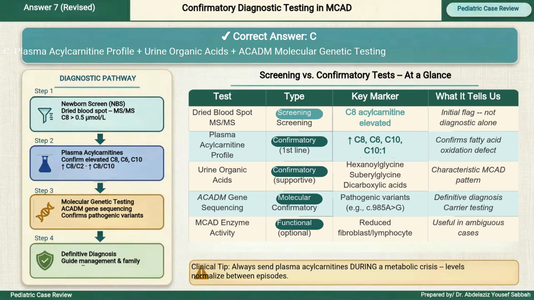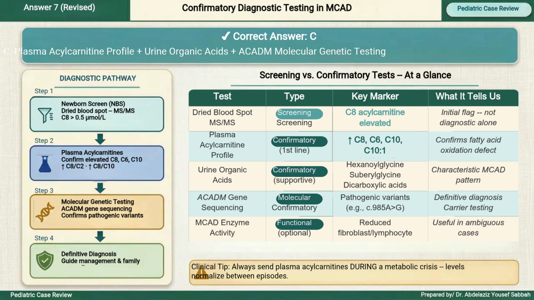The diagnostic pathway proceeds in steps. Step 1 is the newborn screen showing elevated C8 on dried blood spot via tandem mass spectrometry. Step 2 is plasma acyl carnitines confirming elevated C8, C6, and C10 with elevated C8 to C2 and C8 to C10 ratios.